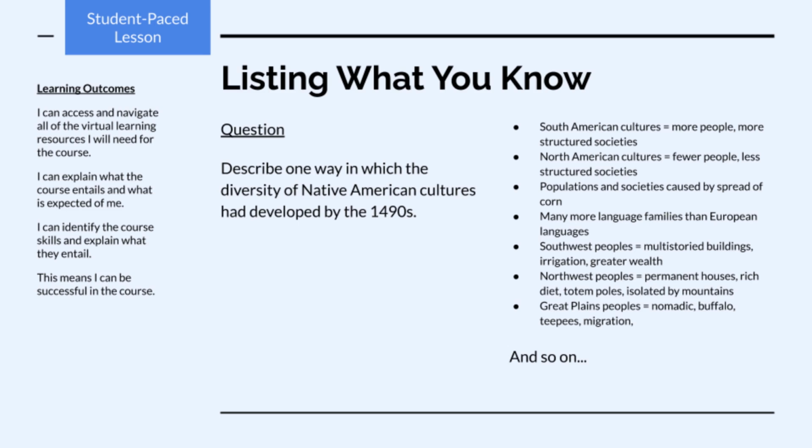Let's look at an example. Say you were given this question. Describe one way in which the diversity of Native American cultures had developed by the 1940s. You'd want to start by just listing everything that you remember from your reading that pertains to that question. The differences between South American and North American peoples, that is, the differences in languages, things like that. You can see I've produced a list there on the right.